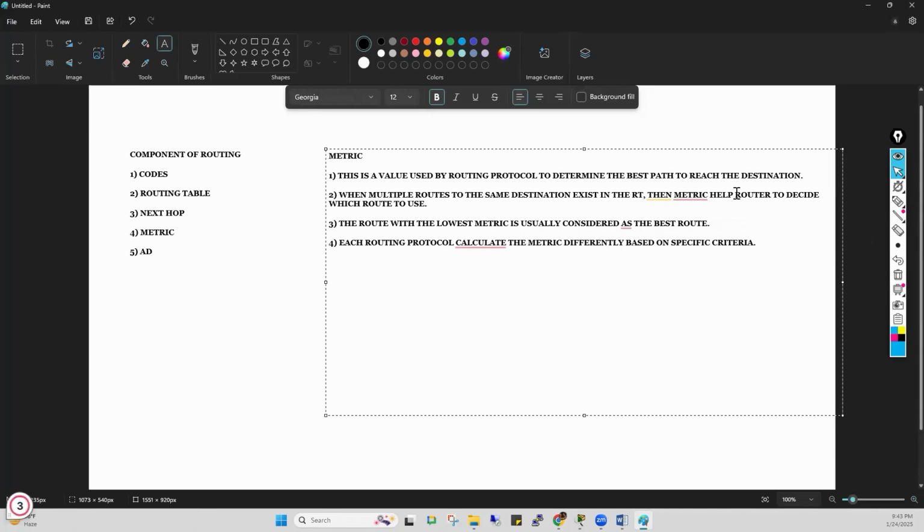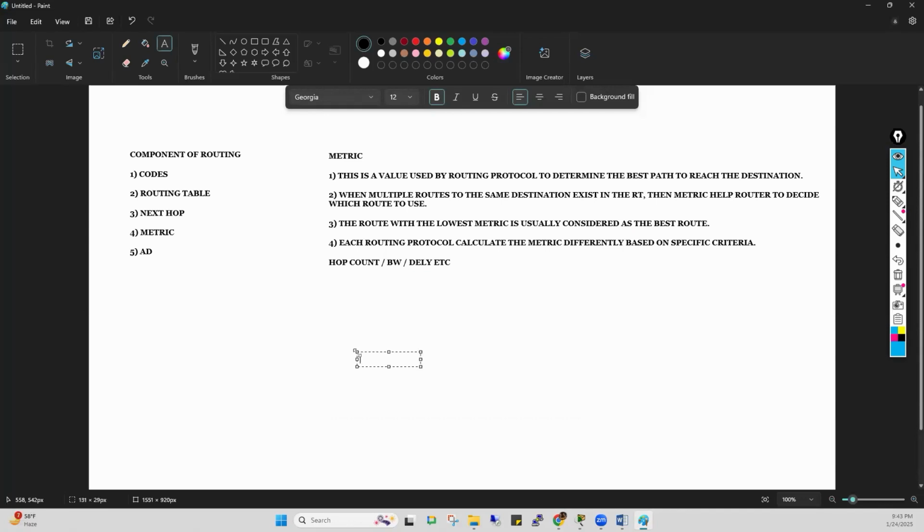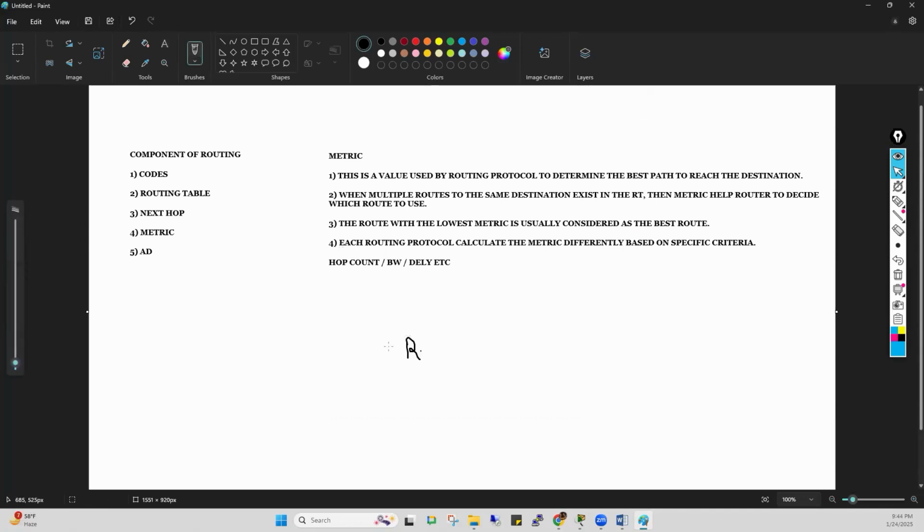Some of the routing protocols use hop count. Some use bandwidth. Some use delay. There are many criteria, and on the basis of the routing protocol, the metric is calculated. Clear? Understand? So, for example, try to understand, this is the router.